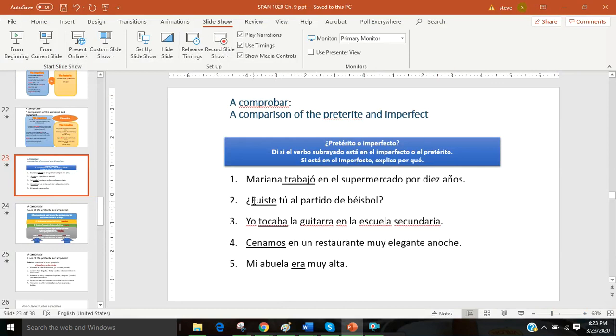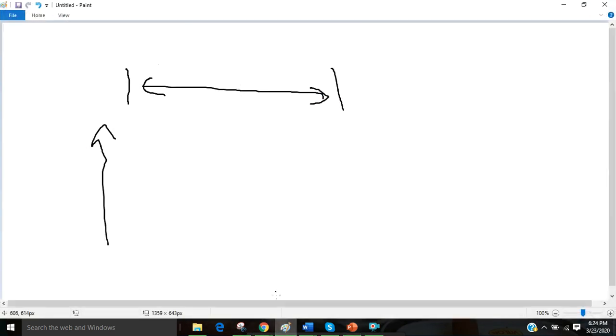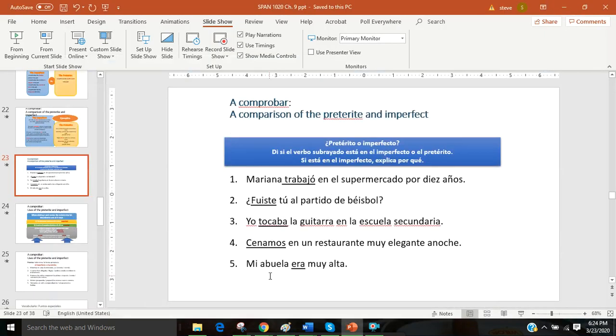Yo tocaba la guitarra en la escuela secundaria. In this case, we have a habitual action. We're going to use the imperfect. Cenamos en un restaurante muy elegante anoche. Okay, otra vez, again, we have a specific event in the past. We're going to use the preterite.